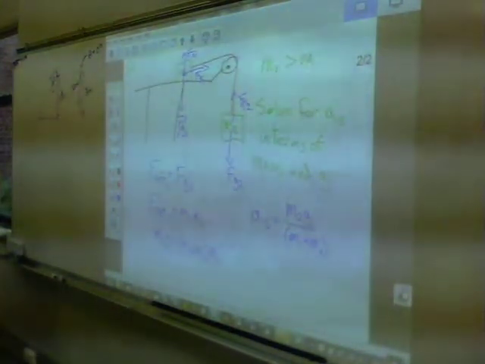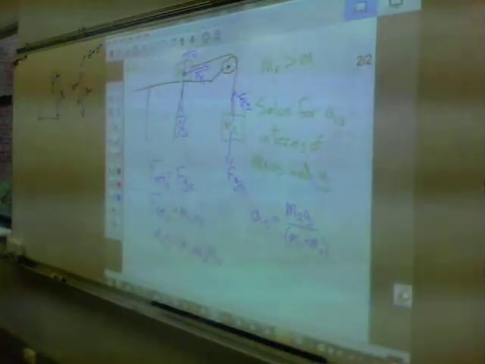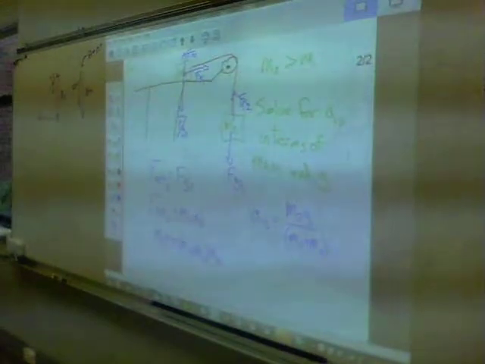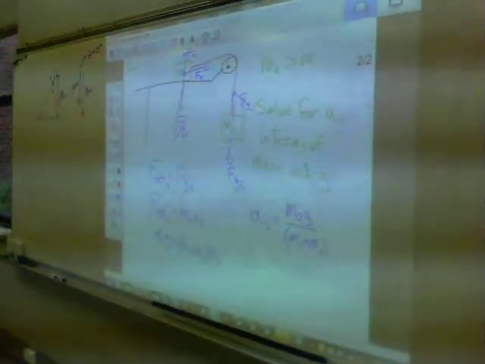This is the problem I'm anticipating would be on the AP test. Something like this, where you have to only use variables, no numbers, and it's an Atwood machine.